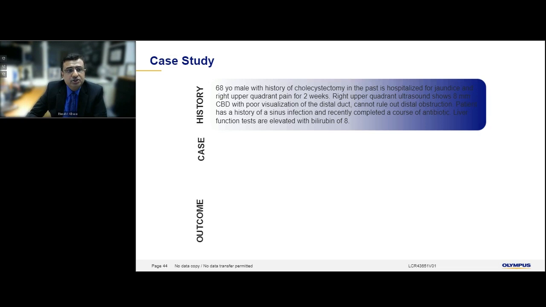Another example is a patient who has undergone a cholecystectomy, is hospitalized for jaundice and right upper quadrant pain. A right upper quadrant ultrasound shows a borderline elevated bile duct at 8 millimeters. They couldn't assess the distal bile duct and thus cannot rule out a distal CBD obstruction. The patient has a history of a recent sinus infection and completed an antibiotic course, and the liver tests are elevated with a bilirubin of 8.